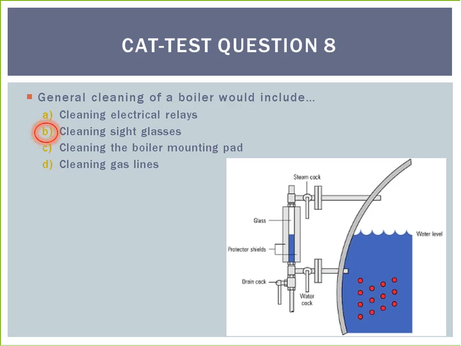Answer B is the best answer here because cleaning the sight glass directly affects the immediate operation of a boiler. Answer A is not correct because electrical relays would be addressed in an in-depth maintenance activity. Answer C is not correct because it is considered a housekeeping activity. And answer D is not correct because, like answer A, cleaning gas lines would be addressed in an in-depth maintenance activity. So answer B is the best answer here.